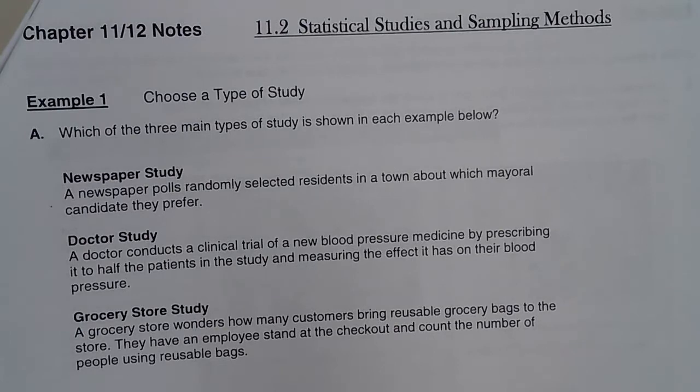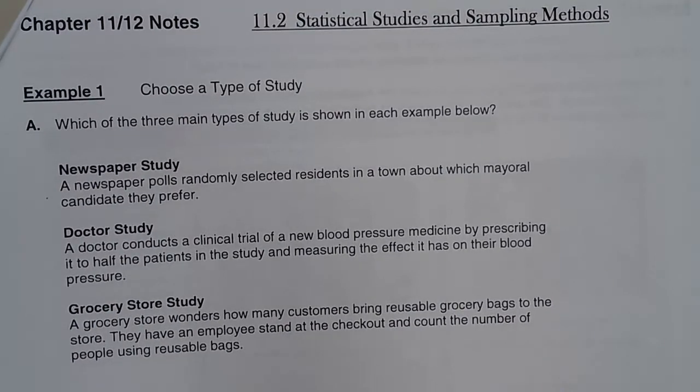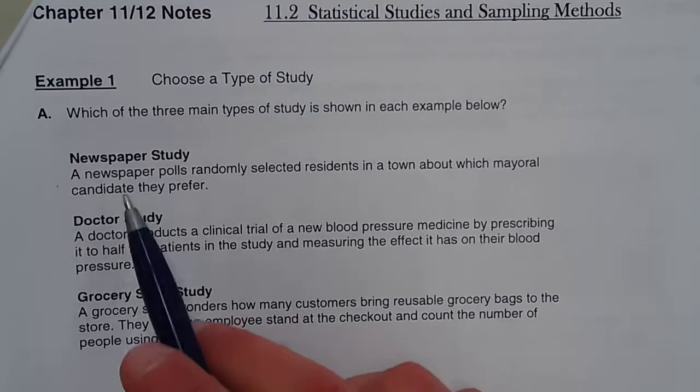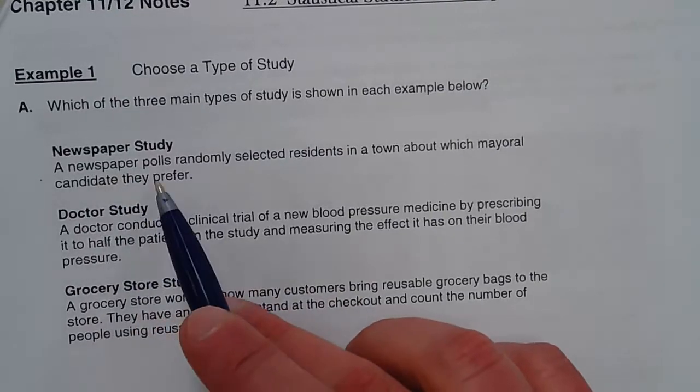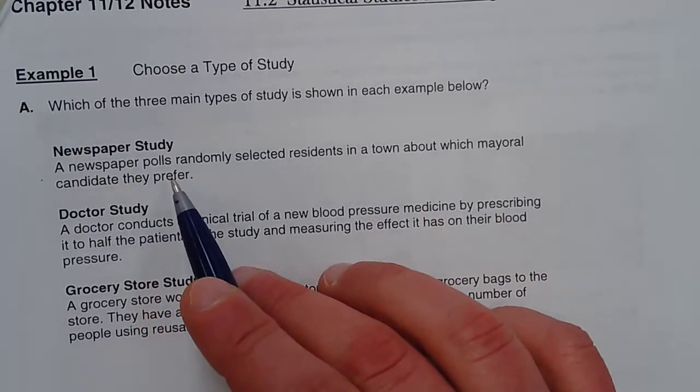Okay, so this is which of the 3 main types of study is being shown. So those 3 types of study, which we got sample survey, experiment, observational study. Let's see what these are. So it says a newspaper polls randomly selected residents in a town about which mayoral candidate they prefer.